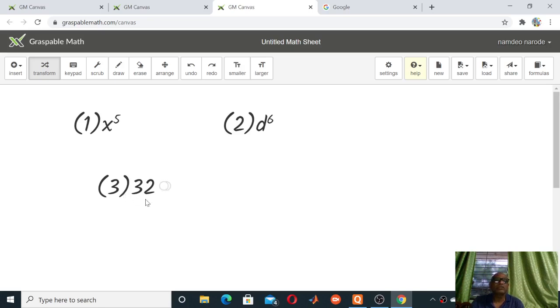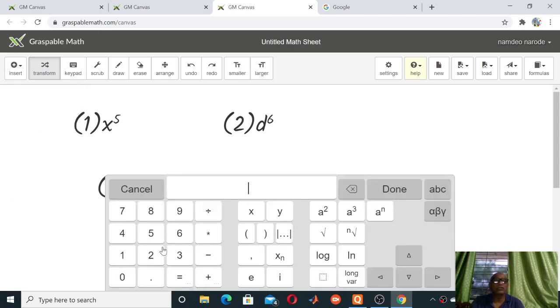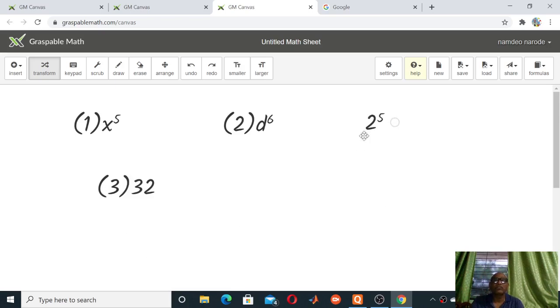So 32 equal to, we will write it as 2 raised to 5. Done. 2 raised to 5, and if you calculate its value equal to 32. Thus 32 means 2 raised to 5.